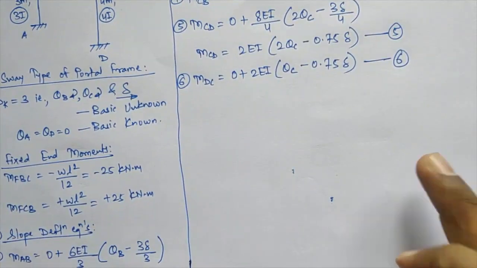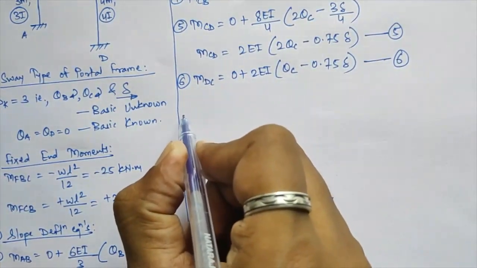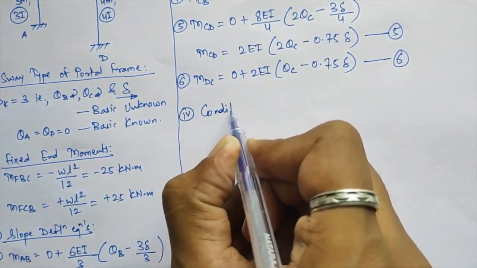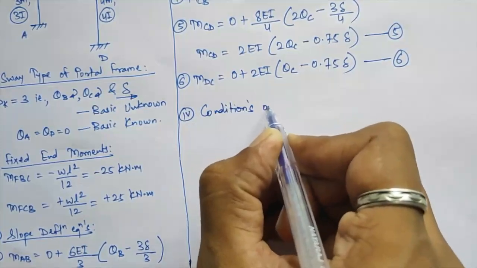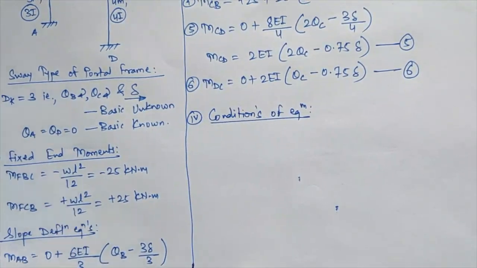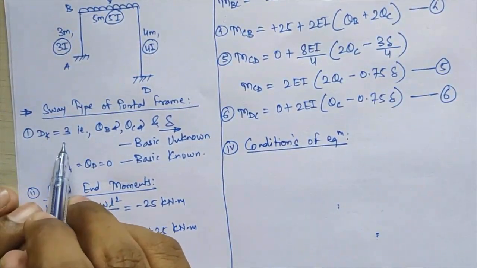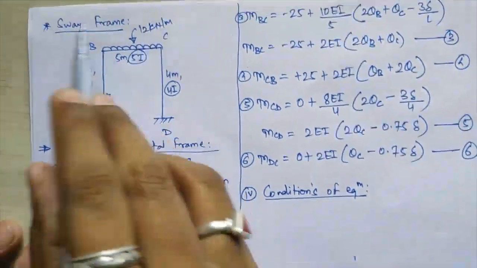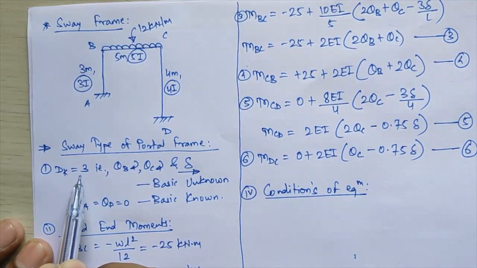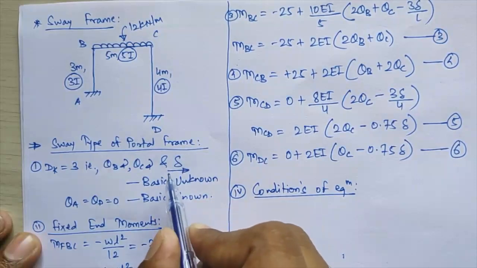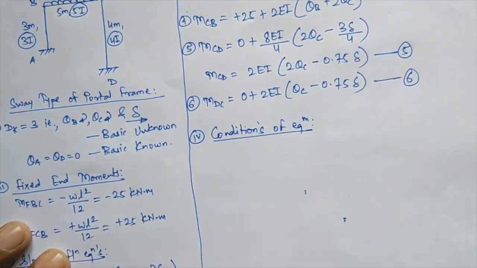Now if we proceed to our next step, that is step number 4, the step is conditions of equilibrium, or you can just say equilibrium conditions. I have told you that for a non-sway frame there are equilibrium conditions on the joint moments, but due to sway one more coefficient, delta, is added, so your conditions of equilibrium will remain the same.